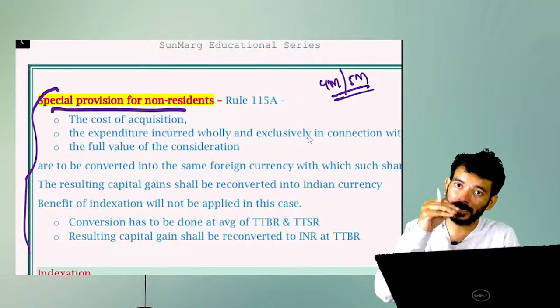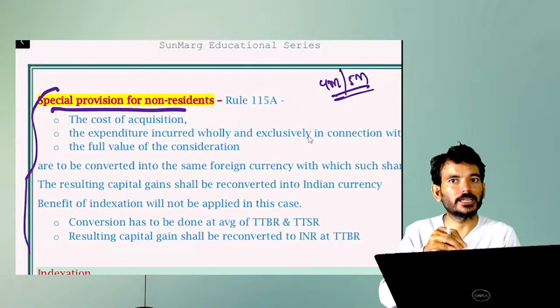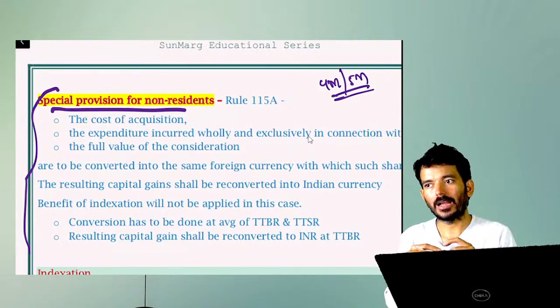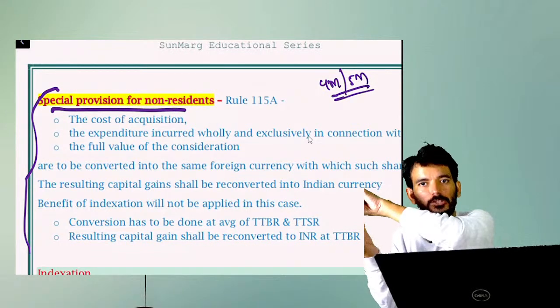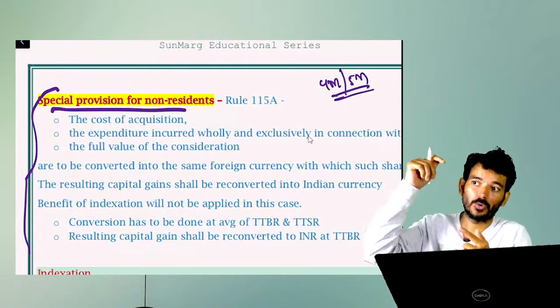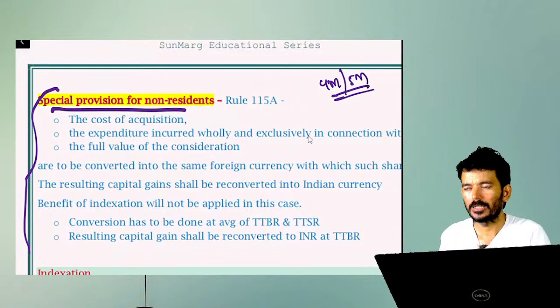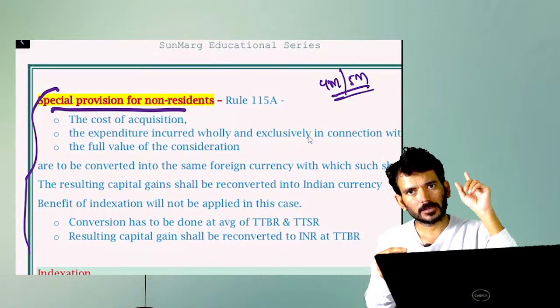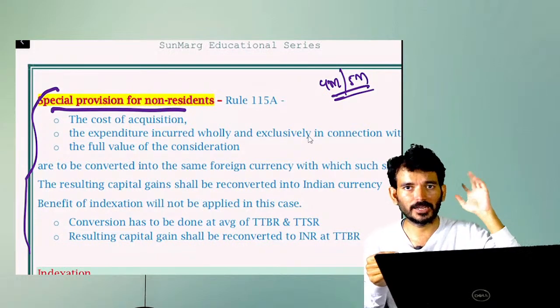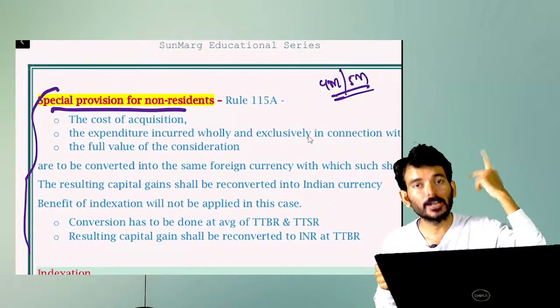Everything is incurred in India, right? Everything is incurred in India. So all these three have to be converted into his own currency in which he originally invested. What do you mean by that? If someone is making an investment from Australian dollars, like from Australia, he would have used Australian dollars, right?